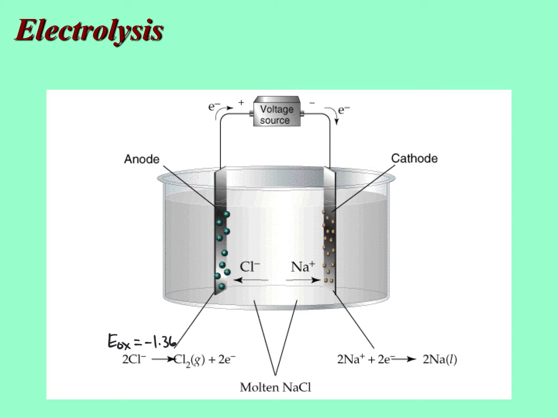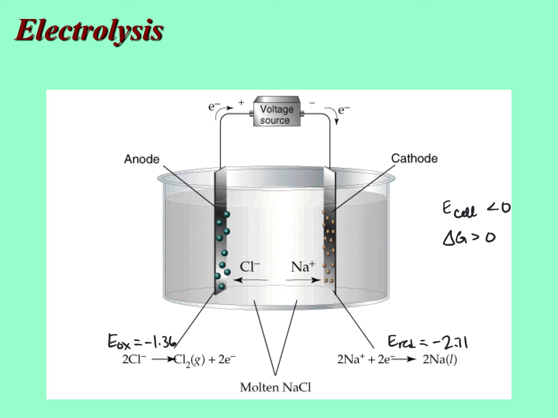And then sodium, on the other hand, has a reduction potential of negative 2.71. So if you were to find the total E cell and add these two numbers together, both negative 1.36 and negative 2.71, you're going to notice that it's less than 0, which means that as a result, delta G for the cell is going to be positive, and thus it would be non-spontaneous.